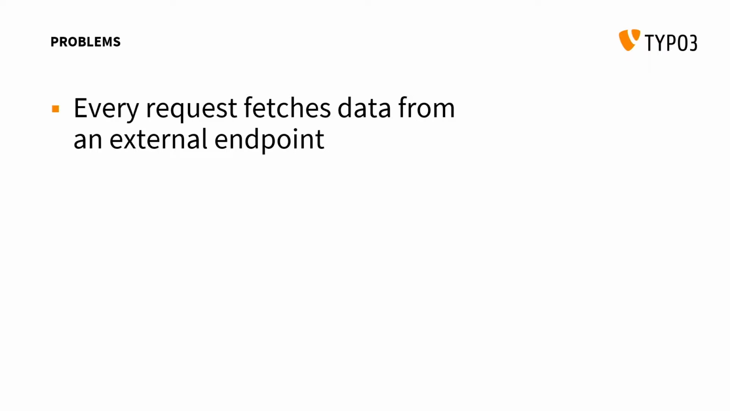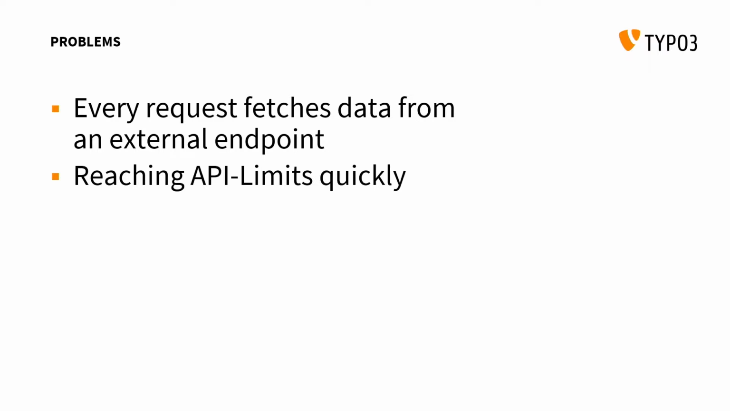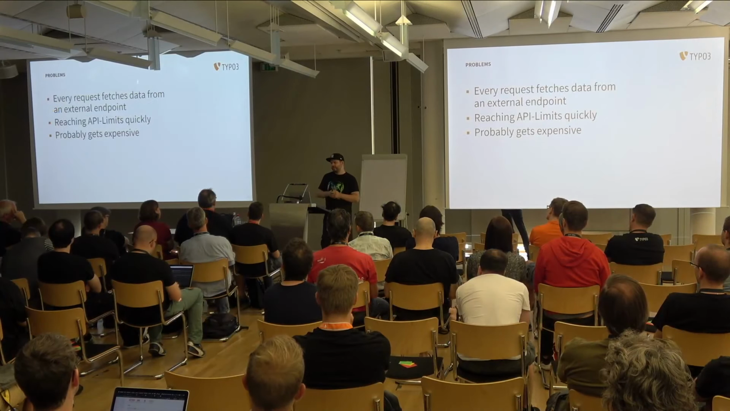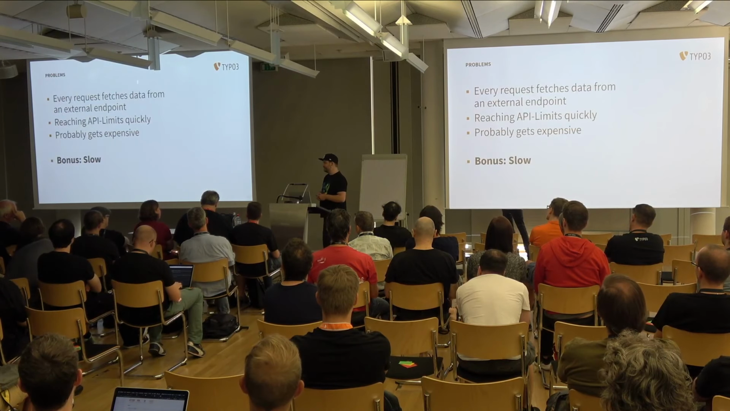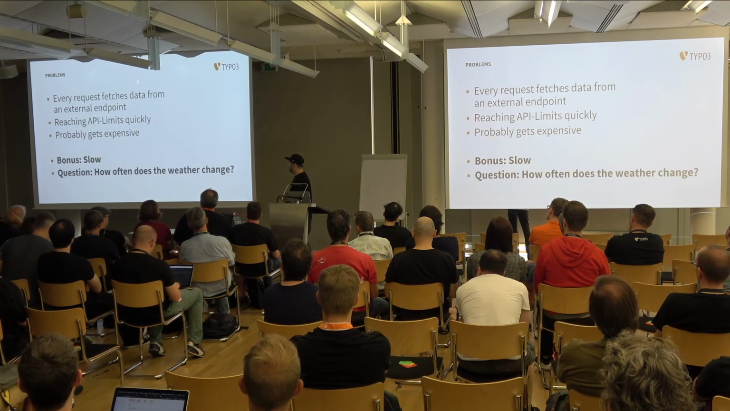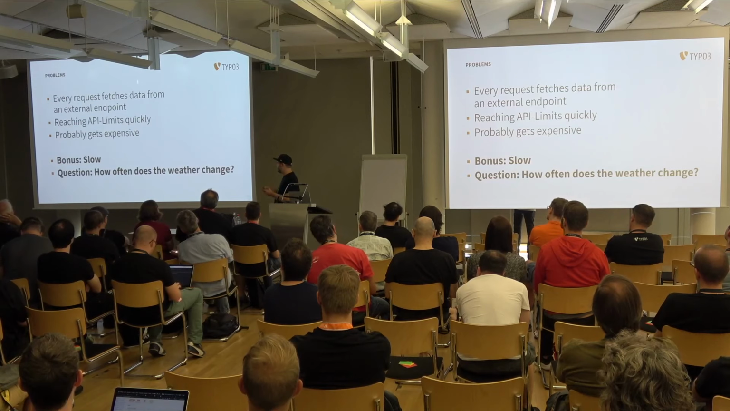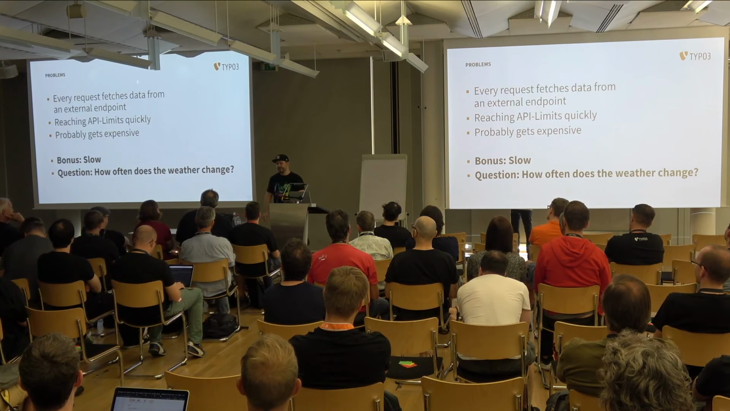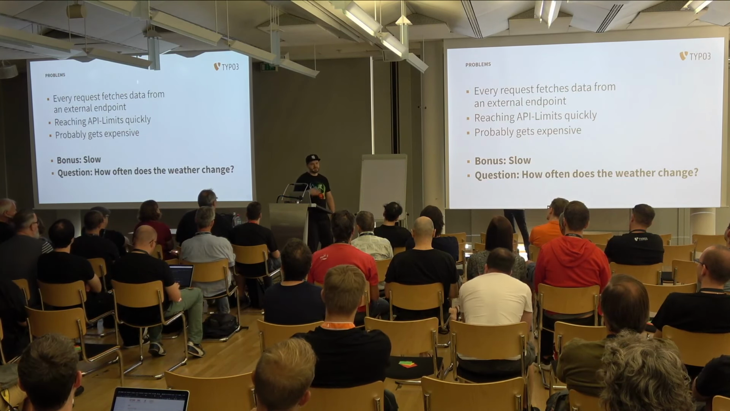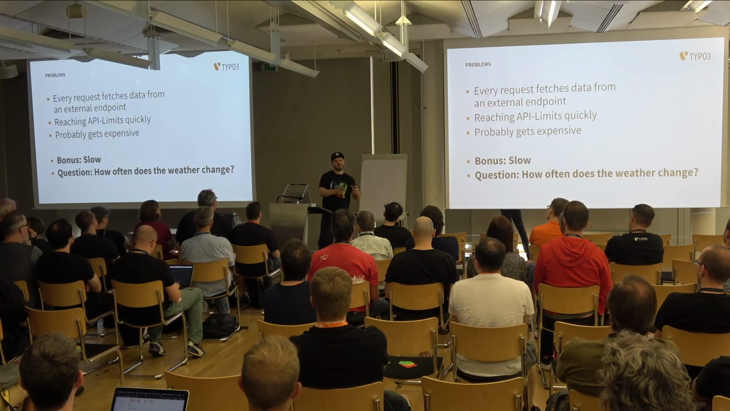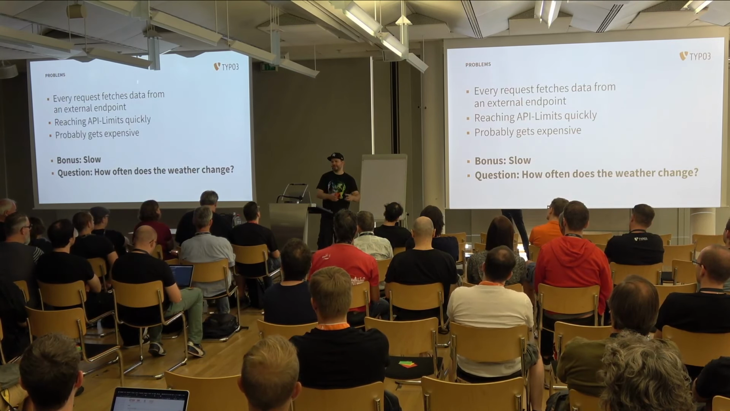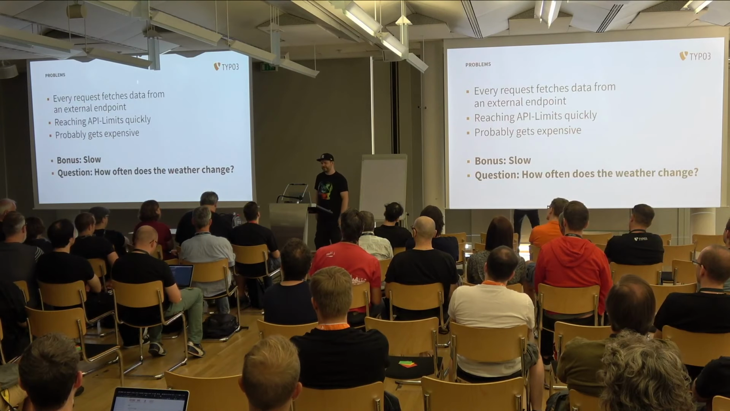That could lead us to new problems, because we probably have some API limits on the other side that will probably cost us a lot of money in the end, because we have to pay for each request. As a potential bonus, it's really slow. The question is, how often does the weather actually change? Or maybe we could store the current state of the weather for at least some minutes.